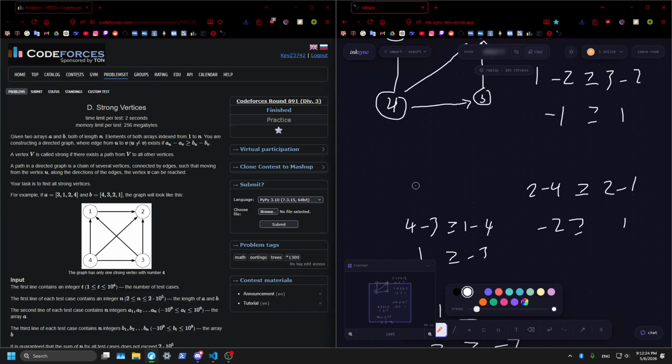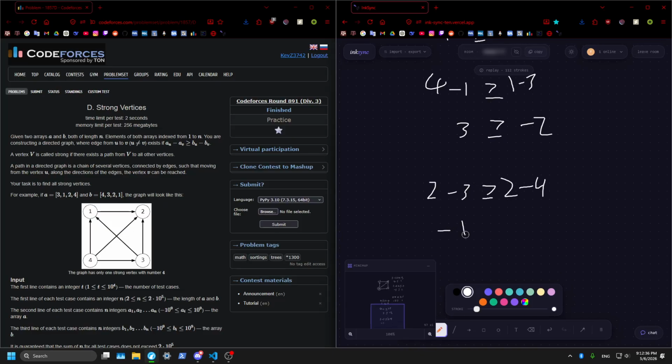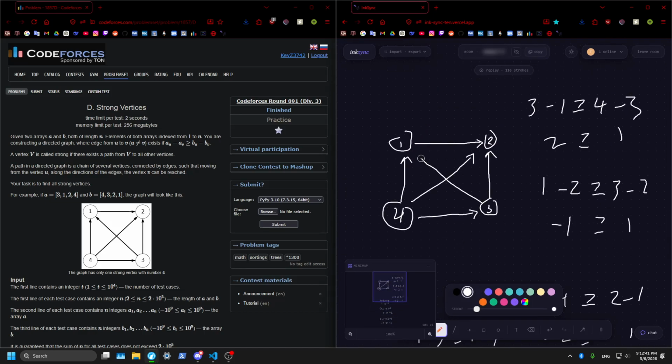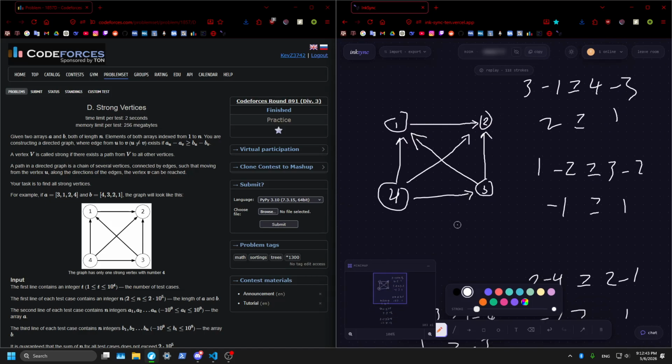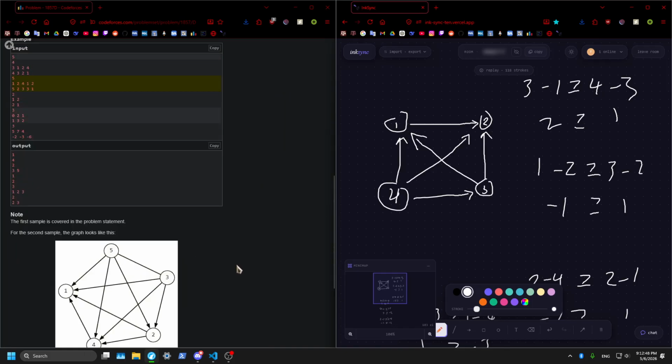Now 3 to 1. 2 minus 3 is negative 1, 2 minus 4 is negative 2. So 3 to 1 does exist. Okay, I kind of see how we draw these graphs now. But I can't just simulate this graph drawing. That's not the point of the problem.